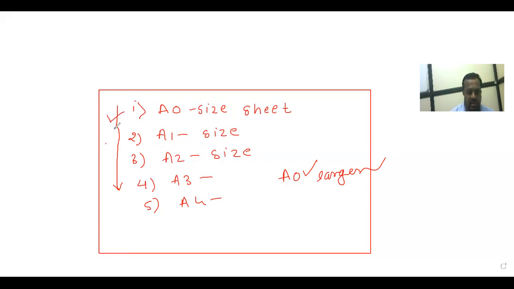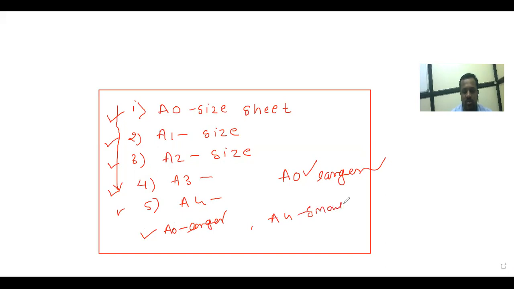देन okay, as compared to A0, A1 will be small. Again, as compared to A1, A2 will be small. Again, as compared to A2, A3 will be small, and A4 will be small. Now see here that A0 is the larger sheet. Suppose we are having the A0 sheet, that time we can say that A0 will be the larger sheet, and A4 will be the smaller sheet.